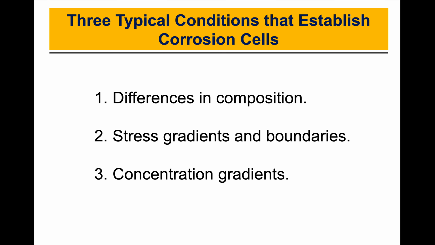And then the concentration gradient is the third type. There are different forms of how this cell will happen, but one of the easiest examples is that I have a place where I have a high concentration of oxygen and a place where I have a lower concentration of oxygen. The high and low will create the cathode and anode, and then I have my corrosion cell established, and then we have corrosion. We're going to go into more detail on each one of these three conditions to explain what the composition corrosion cell is, what the stress gradient corrosion cell is, and what the concentration gradient corrosion cell is.